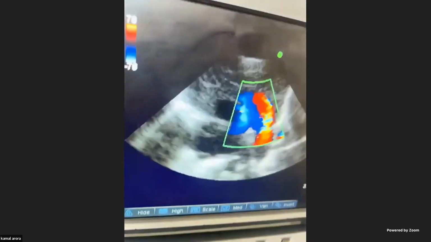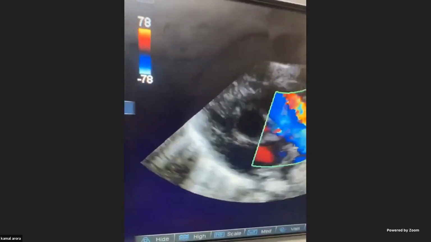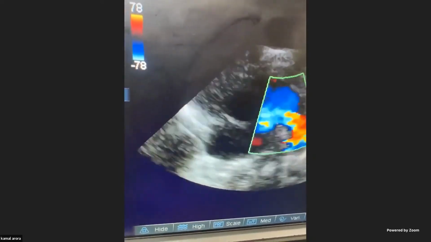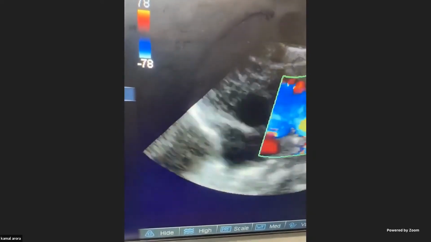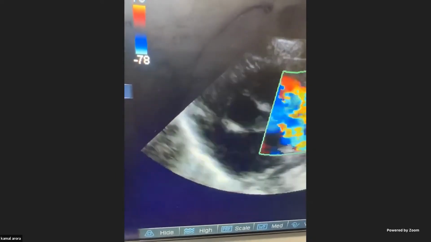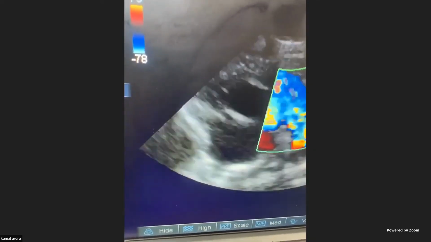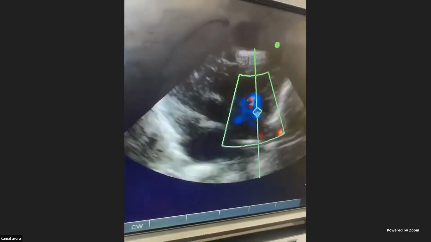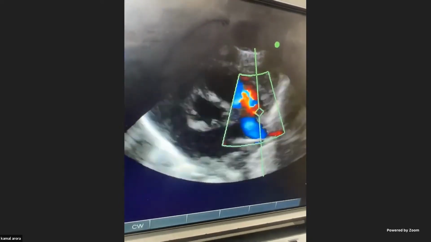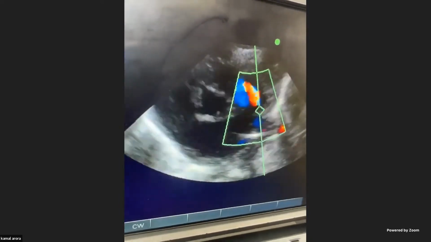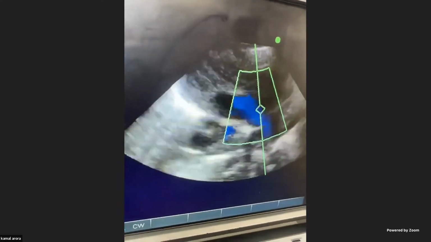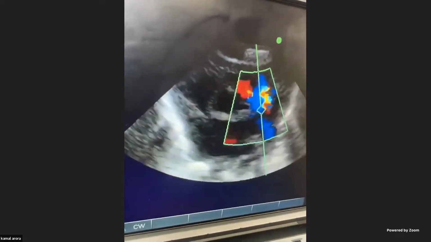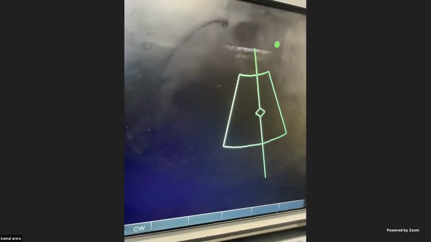So that was kind of a restrictive pattern that is being seen. If you don't look at the pattern and just see the peak velocities, and if the peak velocity is less than 1.5 meters per second, it means a large duct. 1.5 to 2 meters per second is a moderate or closing or restrictive duct, and more than 2 meters per second is a kind of closing duct. And very nicely that has been demonstrated.